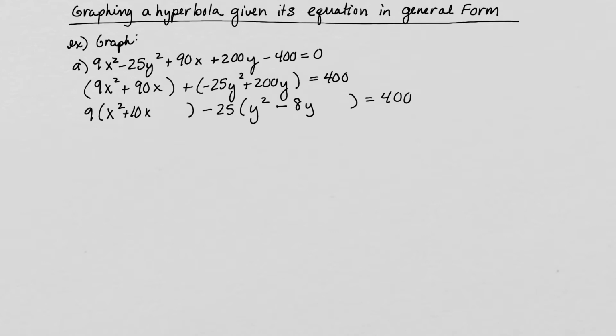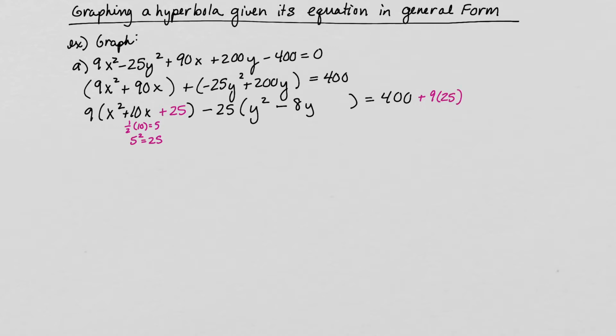So if I look at the x squared plus 10x part, if I take half of 10, that's going to be 5. 5 squared is 25. So we're adding 25 to this side, and to keep stuff balanced, since I added on the left side, I'm going to have to add over here on the right-hand side. Notice I didn't add just 25, I added 9 times 25, so we're going to add 9 times 25.